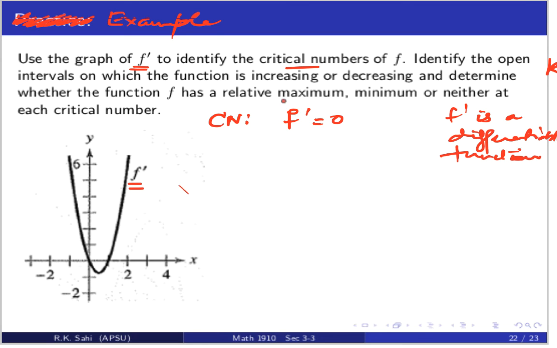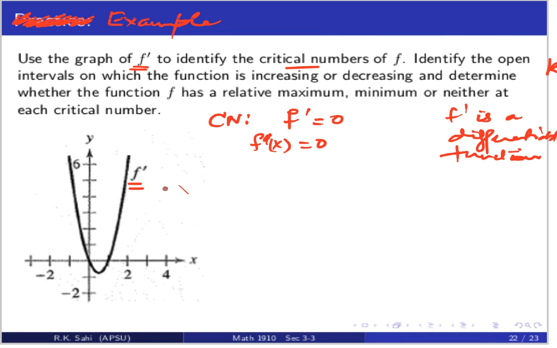Now, when I say f prime is 0, that's the definition of a critical number. Because f prime is a function, where is the function 0? From the understanding of the meaning of a function, where is the function value 0? Remember, f prime of x is 0. That is the definition of a critical number. f prime of x is 0. Now we are given a graph.